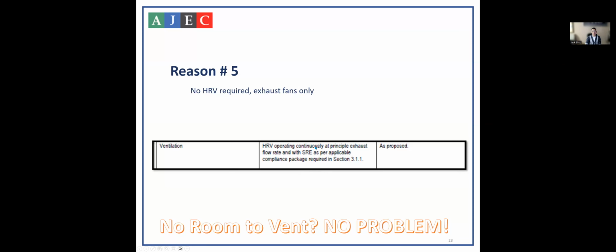And this is the wording. It says you need to model an HRV in your reference house, but in the proposed design, you can install anything. You can put in exhaust fans only. It does not have to be an HRV. And you only do this when you don't have room, or enough room, to vent. So that's one of the things that a lot of people are using. If somebody tells you you must put in an HRV, it's only true under the prescriptive path. But under the performance path, the energy modeling path, you do not need an HRV. That is allowed.